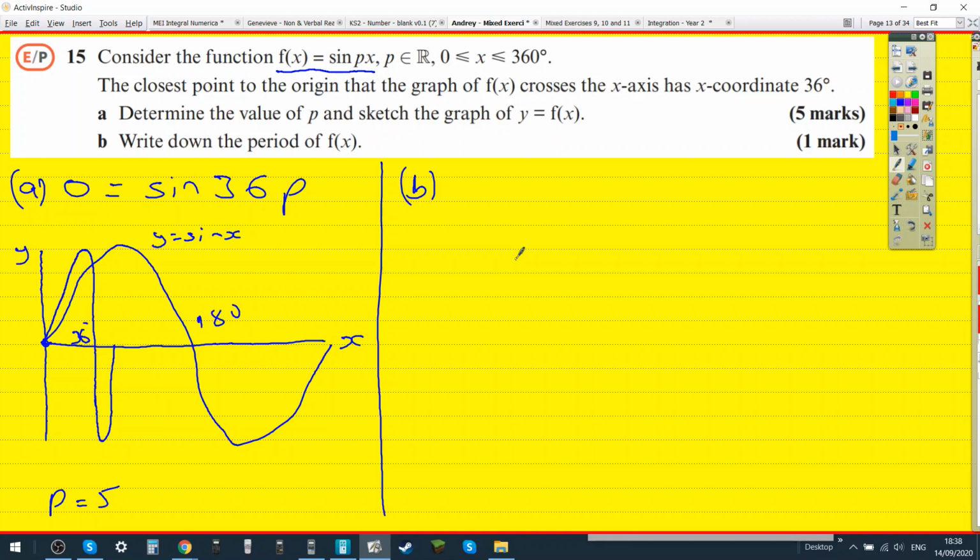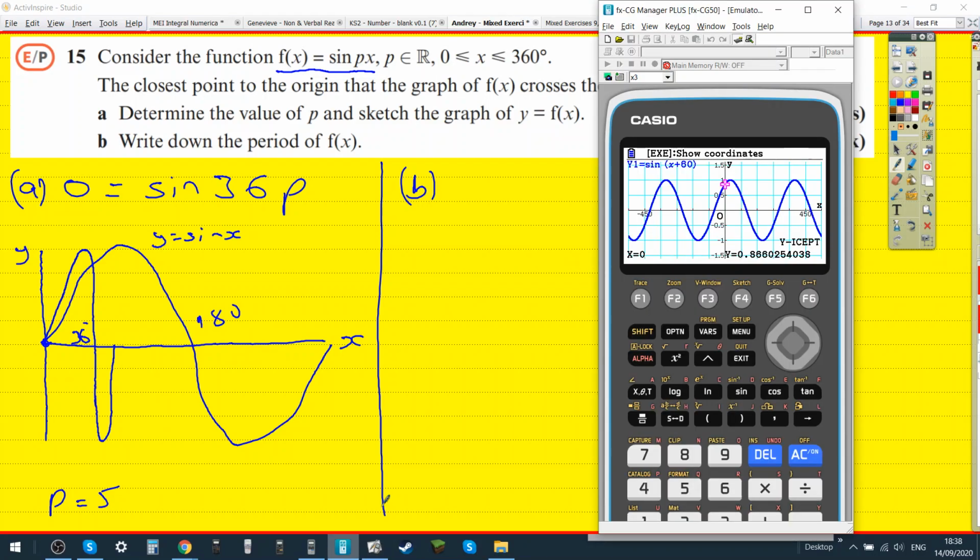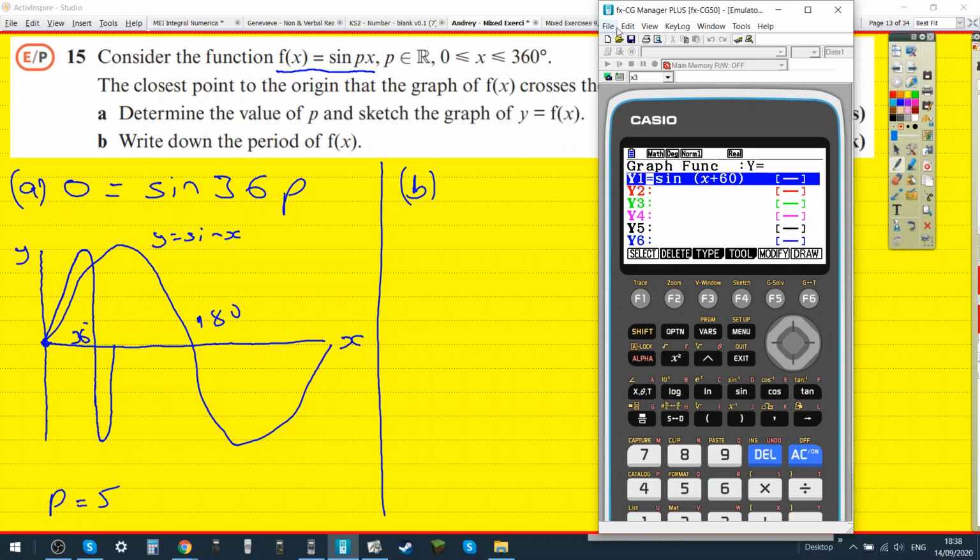B, what about this one? Period of f of x. What was period again, sorry? How often it repeats. Oh, so period of x. Can I just draw the graph? Use a graphical calculator to see. So am I subbing in sine 180?